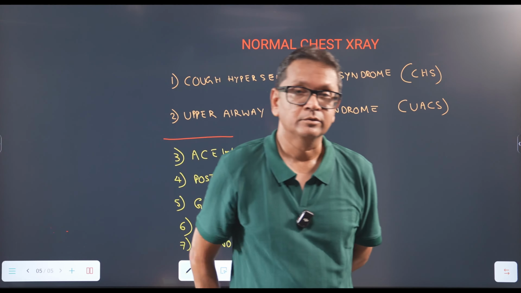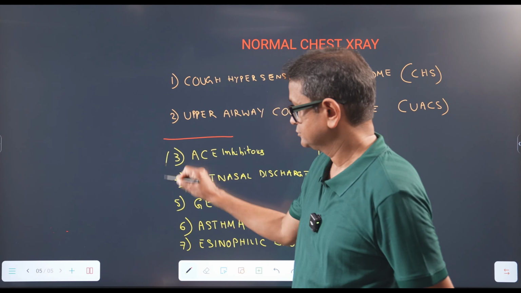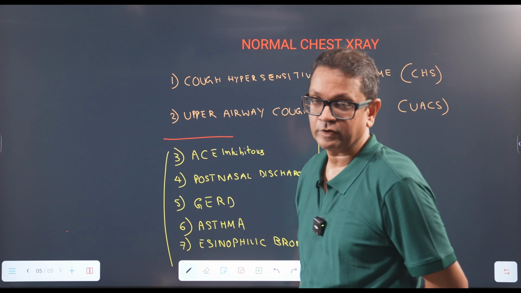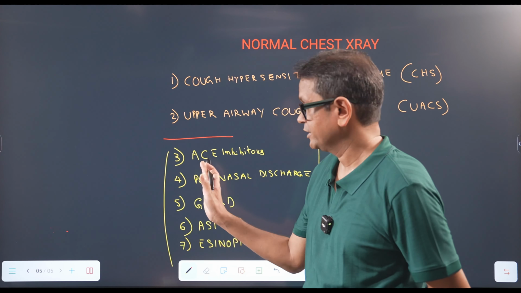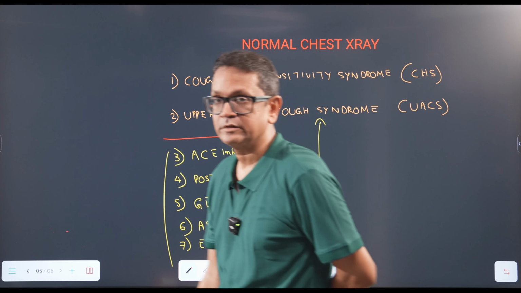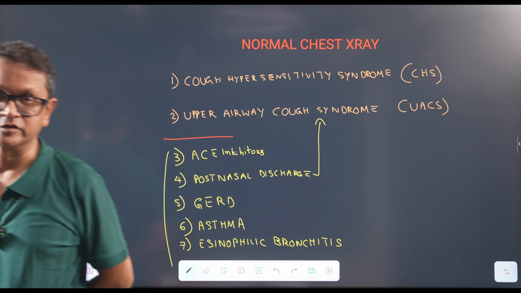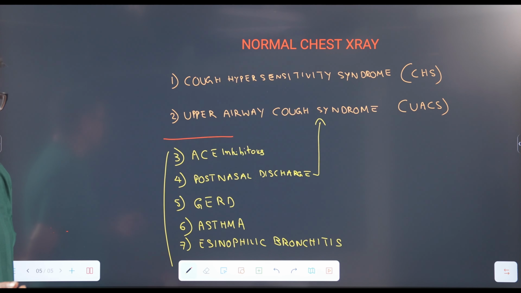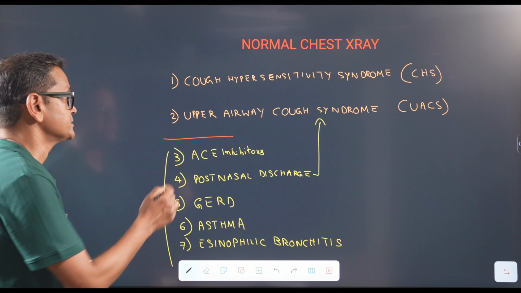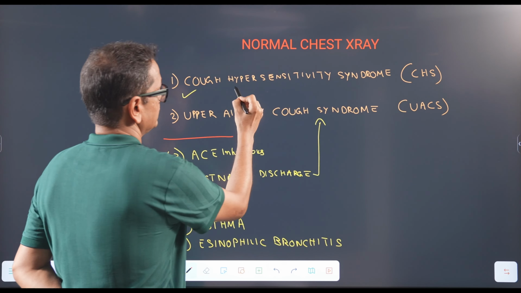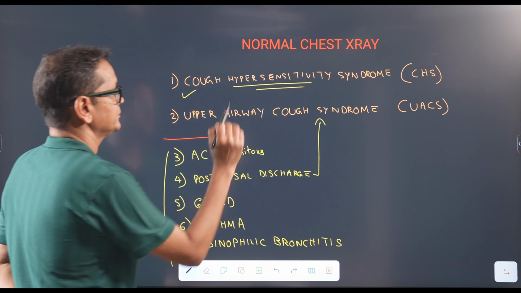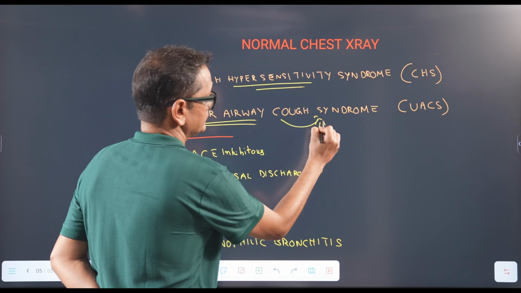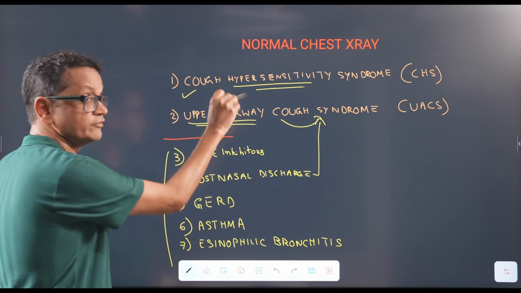Till 30 years ago, there were hardly 5 differential diagnoses for chronic cough. First one was ACE inhibitors, asthma, GERD, kind of those things. But with advent of modern science and as our clinical knowledge got expanded, we came to know two varieties. That is hypersensitivity cough. Second one is upper airway related cough. These are two different entities.